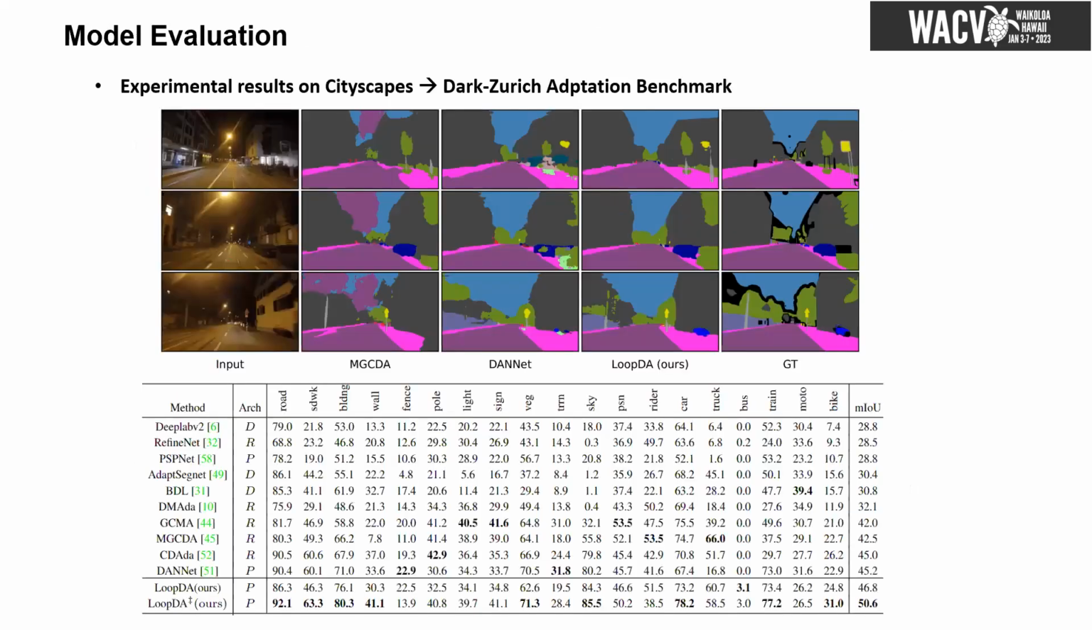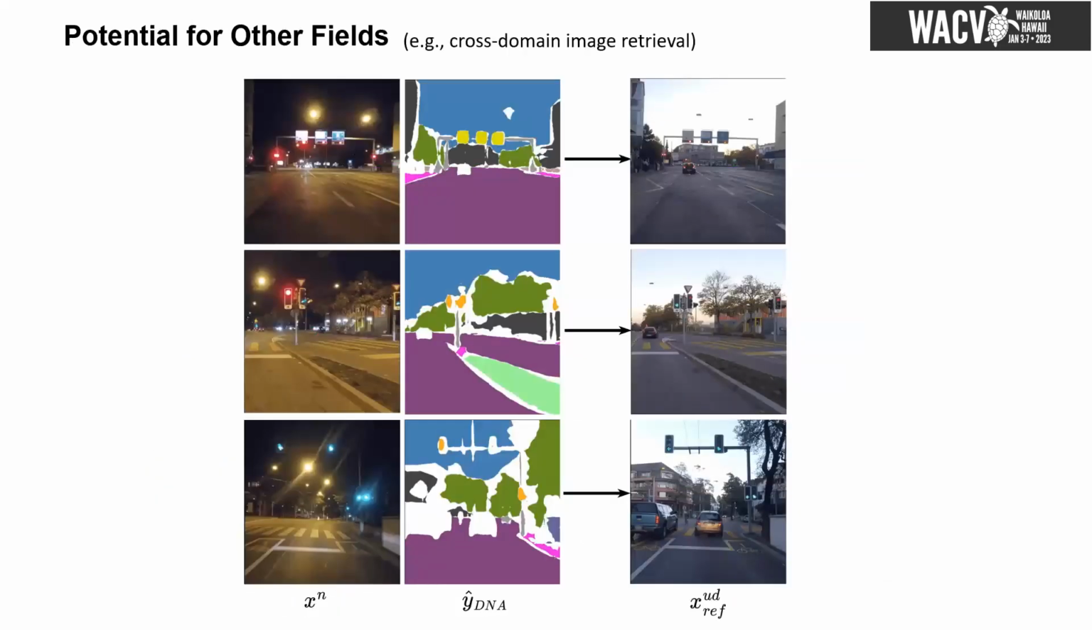Both qualitatively and quantitatively, LoopDA outperforms prior arts when evaluated on the popular Cityscapes to Dark Zurich adaptation benchmark. For details about training LoopDA and more ablative analysis as well as its potential extension to other tasks, please refer to our paper.